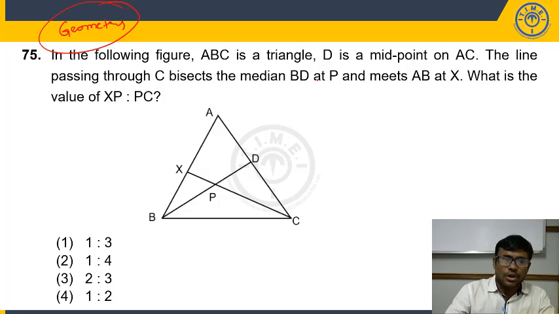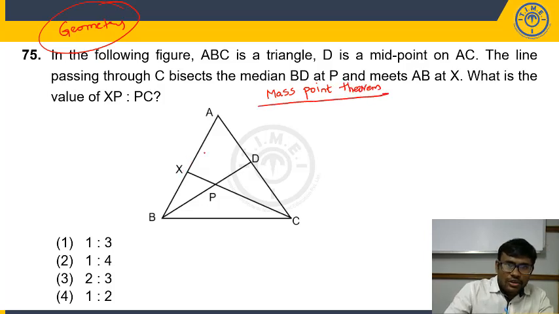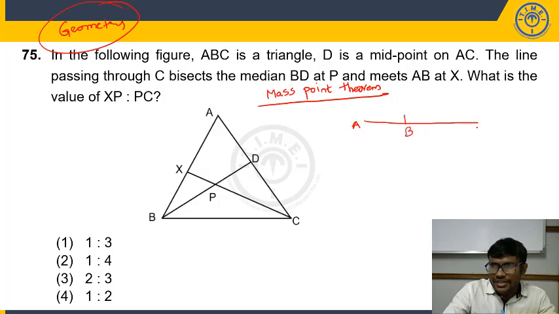Okay, now this will be solved by the mass point theorem. Now, according to the mass point theorem, first, D is a midpoint of AC. Yes or no? So, I'll give you an idea of the mass point theorem. So, what is the mass point theorem? For example, A, B, C. It is like this.